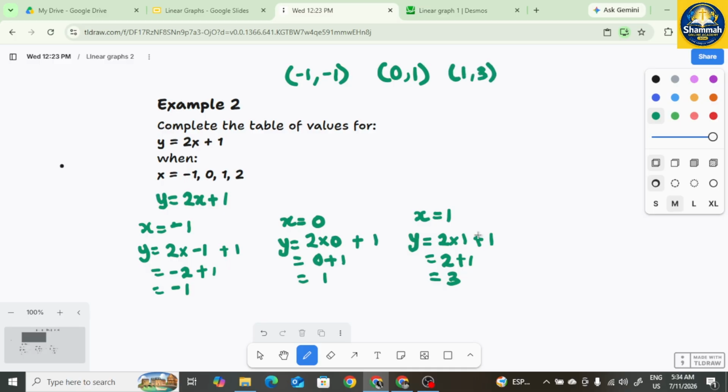Then finally, we have x is equal to 2. Now we substitute 2 for x in the equation we're given. So y equals 2 times 2 plus 1. 2 times 2 is what? 4. And then we have 4 plus 1, which gives us what? 5. So our last ordered pair for this equation is, when x is 2, y equals what? 5. Now let's plot this on the graph.